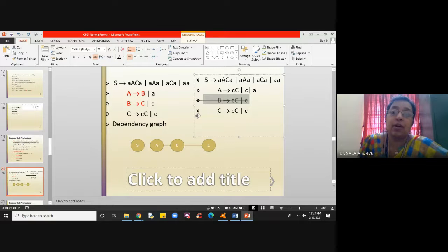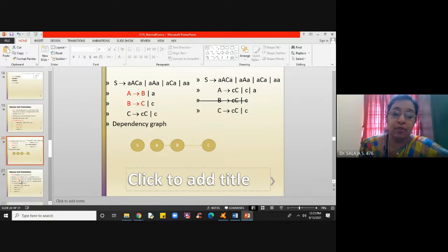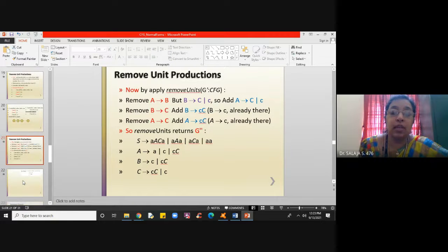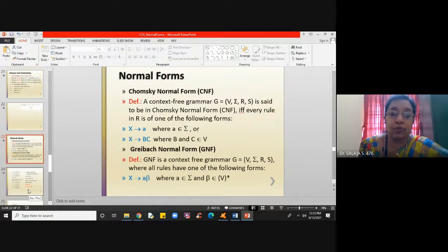The first one is the null substitution rule. The second one is the null production. The third one is the useless production, and the last one is the unit production. Now what are we supposed to do? We have to apply all these before you move on with the normal forms.